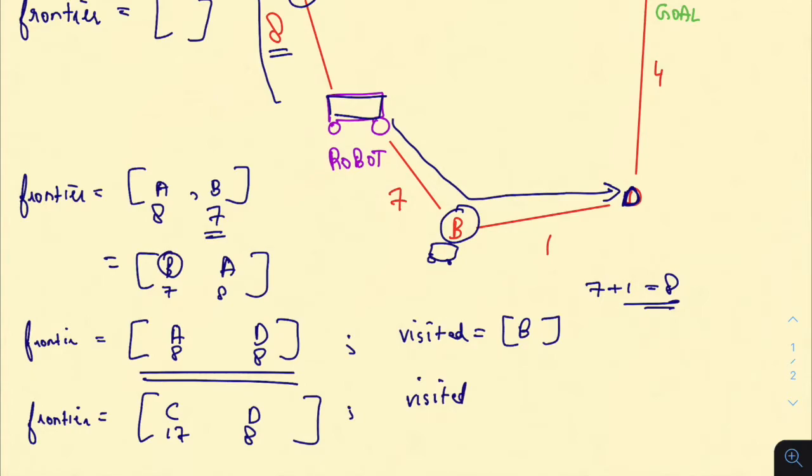And before expanding A, I also check if it is the goal or not. Right now A is not the goal, so I expand it. I get C, and I put A in the visited list. Now again I sort those elements and I get D to have the lowest cost. So I check if it's the goal or not. Clearly it's not the goal, so I add its children to the frontier.